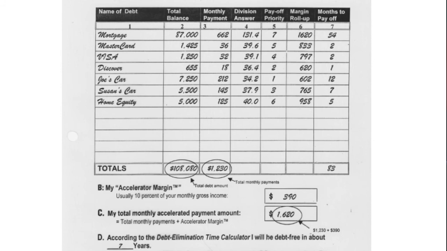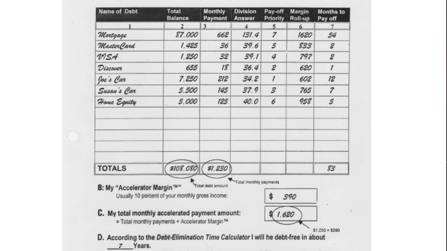You see that the monthly payment in column 3 is $212. So what we're going to do is take their accelerator margin, which up here you can see is $390, and add it to the regular car payment of $212. You come up with $602, which you put in your margin roll-up, column 6.